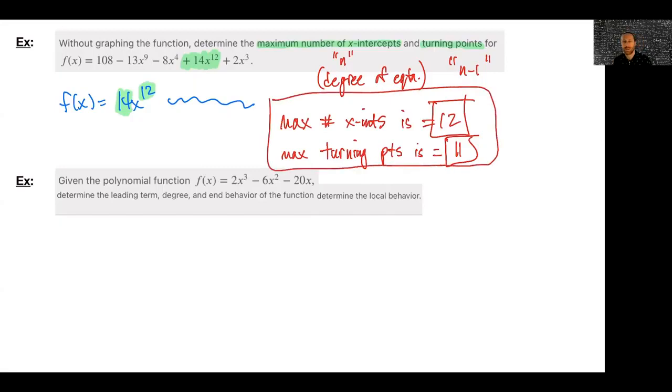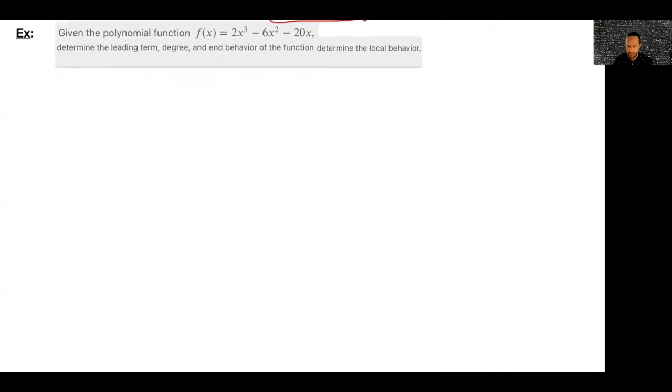Not a whole lot to it, just trying to make sure that you comprehend what these things mean. Now let's apply it to this last example. Given this function, 2x cubed minus 6x squared minus 20x, let's see if we can find all of the things that we just talked about. The leading term, degree, the end behaviors, and any of those local behaviors as well.